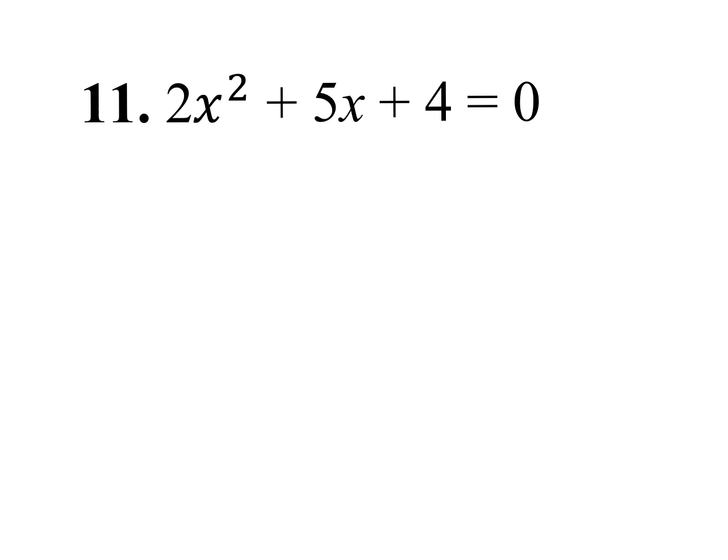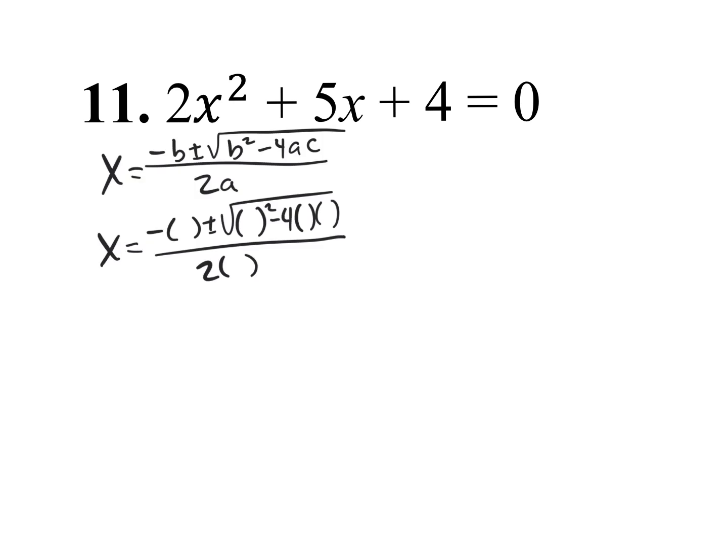Number 11. All right, so quadratic formula. Replacing letters with parentheses. Identifying your A, B, and C. Plugging in your A, B, and C. Let's start with the B's. That's a 5 right there, a 5 right there. The A values are a 2 right there and a 2 right there, and the C value is a 4 right there. And beginning with the discriminant, we start with the 5 squared.